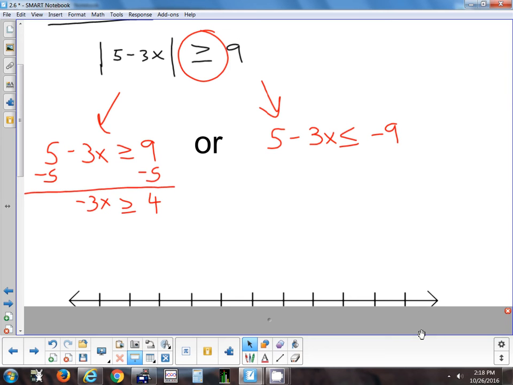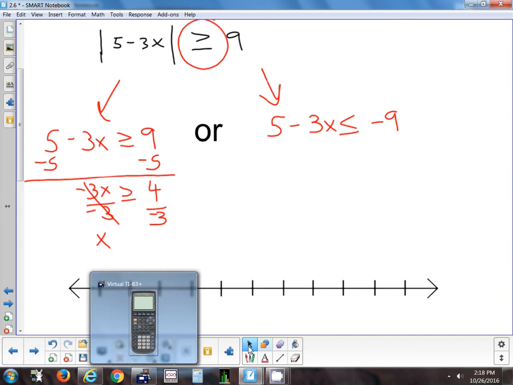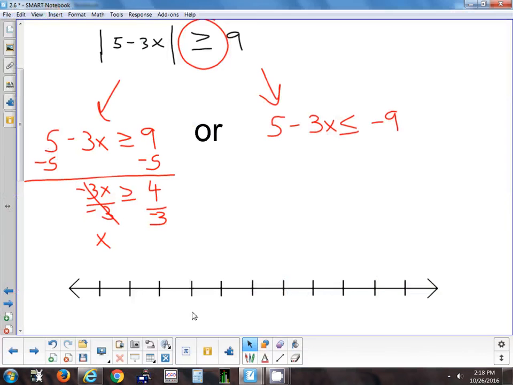All right. Emily, what am I going to do now? Divide the negative 3 on both sides. Divide by negative 3 on both sides. Good job. Thanks. I stopped. I like what Emily said, divide by negative 3. I crossed it out. That leaves me with x. I got x by itself. Very, very good. Why did I stop writing?